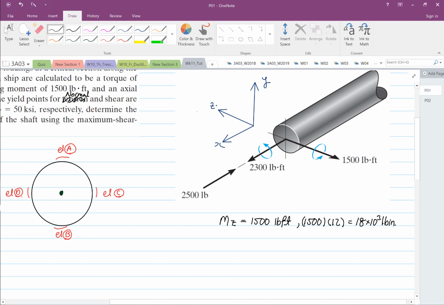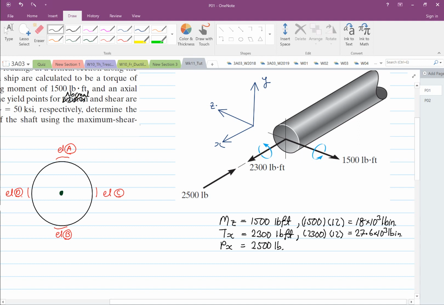Then we only have moment in Z, and we have torque in the X direction. It's equal to 2,300 pound-feet. Again, convert to pound-inch, so it's 27,027.6 times 10 to the power 3 pound-inches. Then we have load in the X direction. So this is 2,500 pounds.